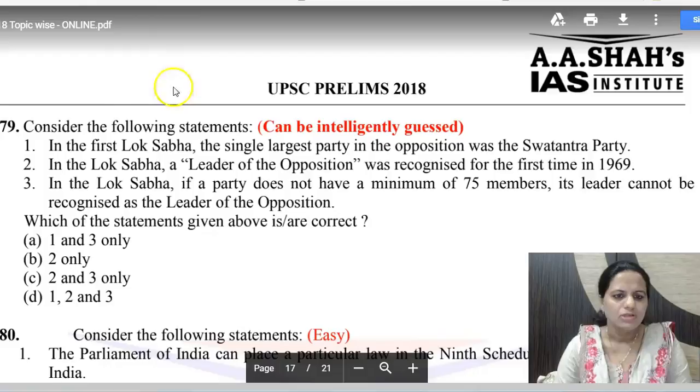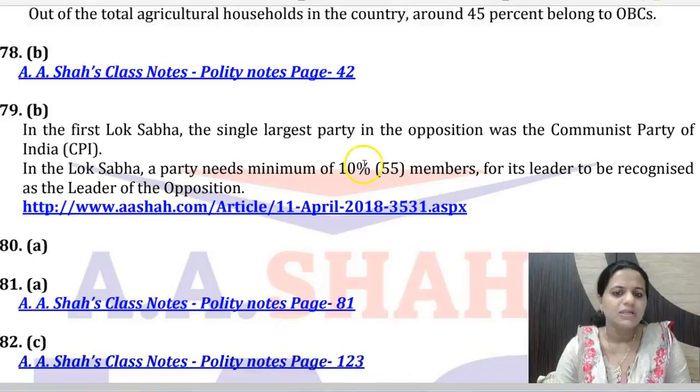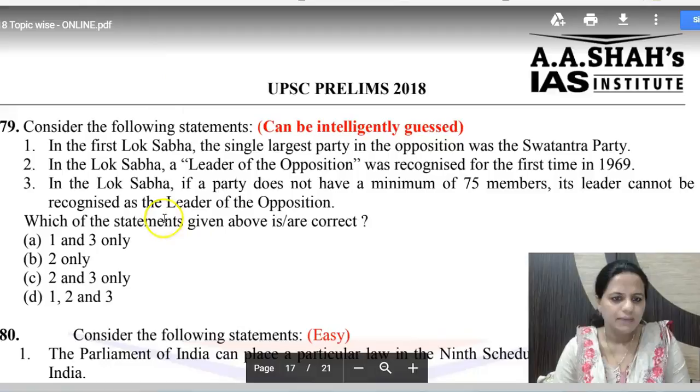Then the second says, in the Lok Sabha, the leader of the opposition was recognized for the first time in 1969. This is true. If you have been doing current affairs too, you would come across this. But the minimum number of members required for a party to have a leader of the opposition in the Lok Sabha is 10%. That is 55 members, not 75 members. So option 3 is incorrect. So the correct answer is B, because 1 and 3 are incorrect.